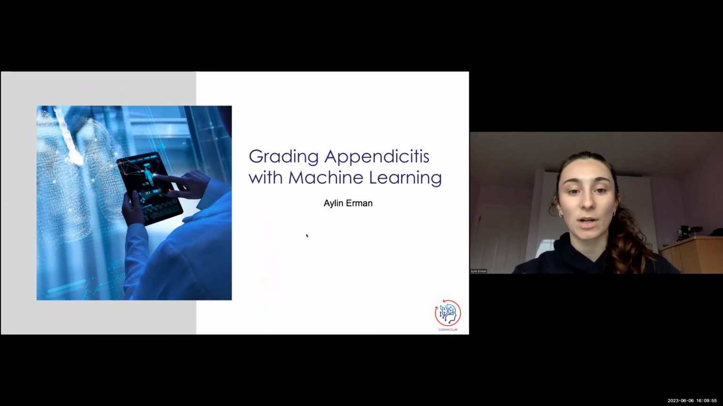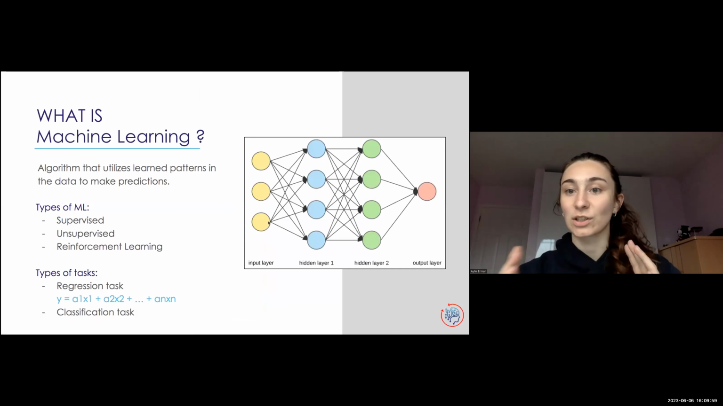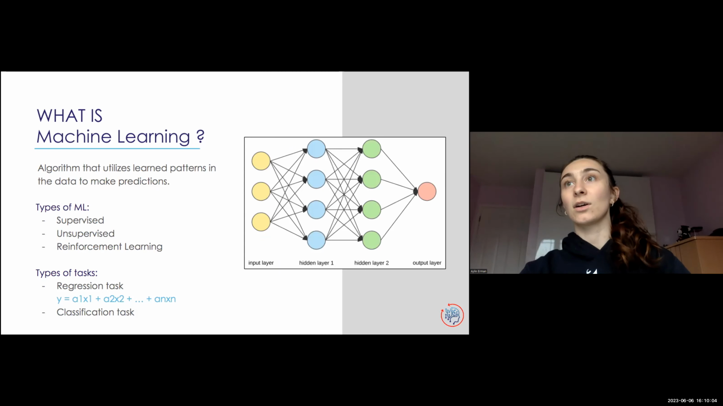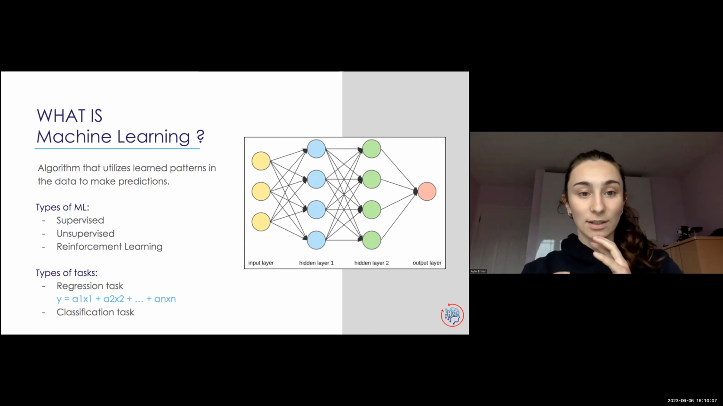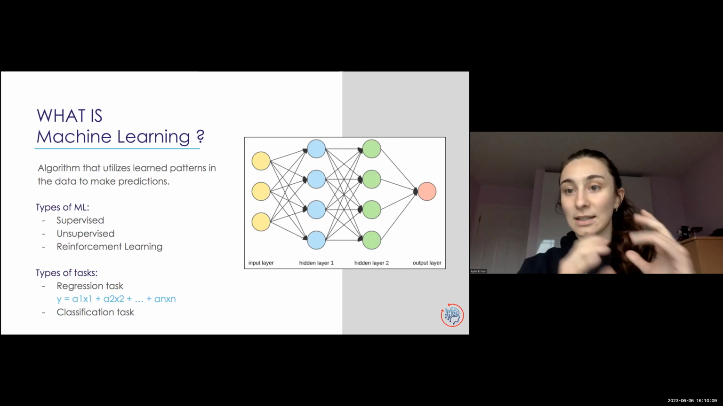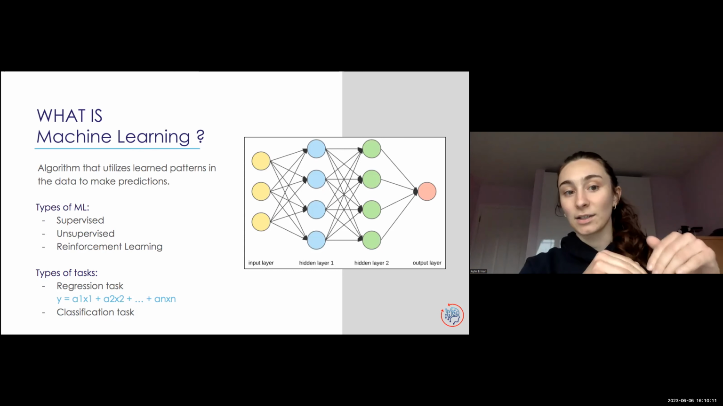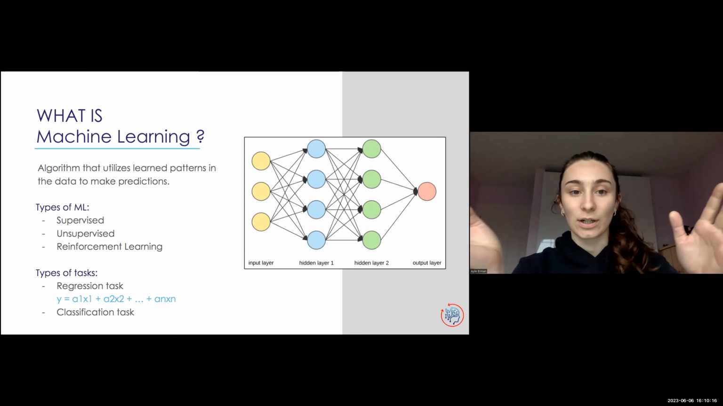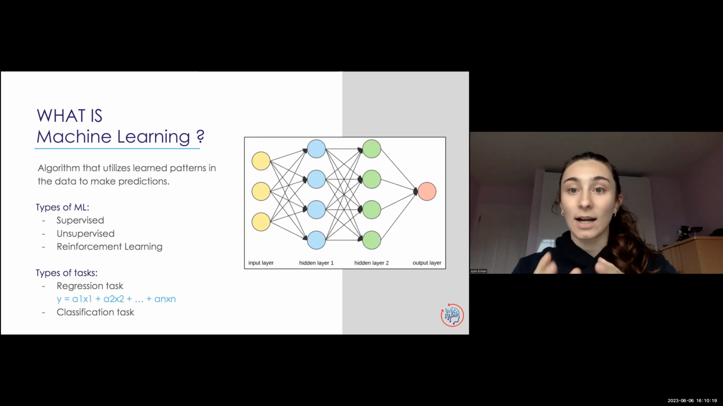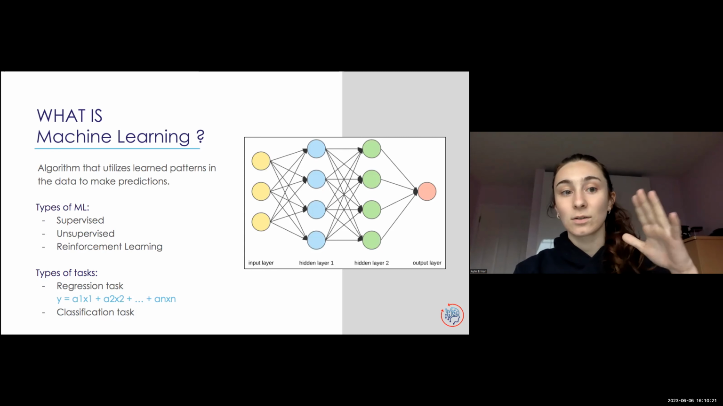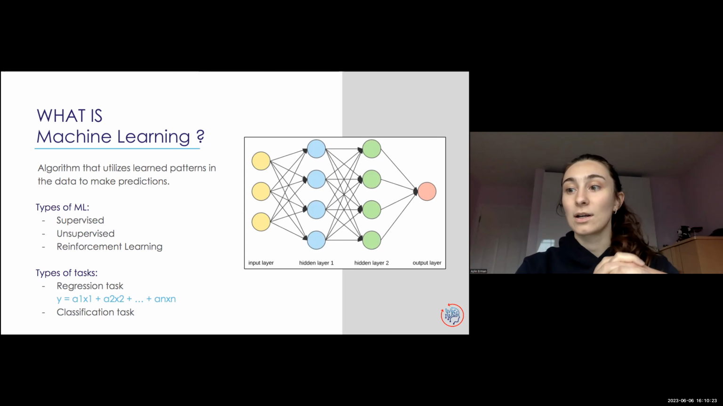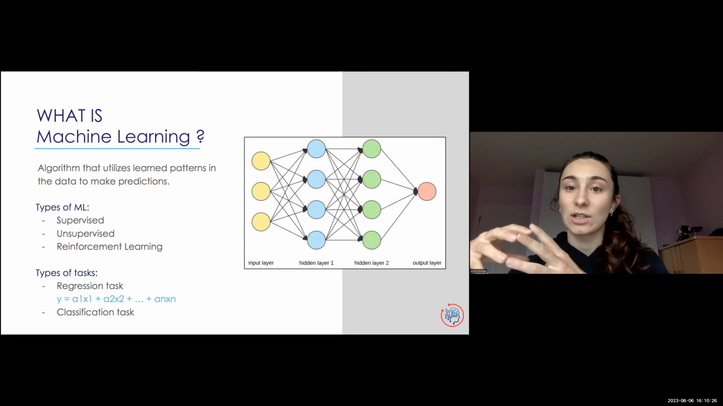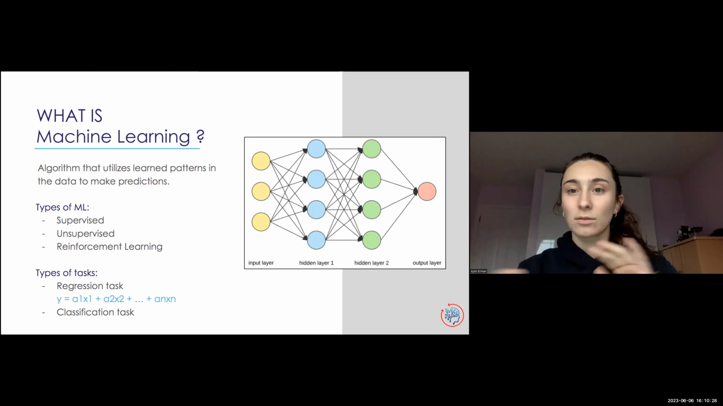But before I get too much into the project itself, I'll give a bit of a background as to what machine learning even is. So machine learning is basically a conglomeration of different types of algorithms that learn patterns in the data and then utilize these learned patterns to make predictions. So for instance, if I wanted my machine to learn how to recognize a dog, I would feed it data of images of dogs and images of things that are not dogs. And it'll start learning patterns.